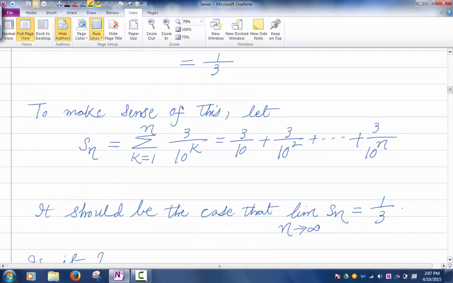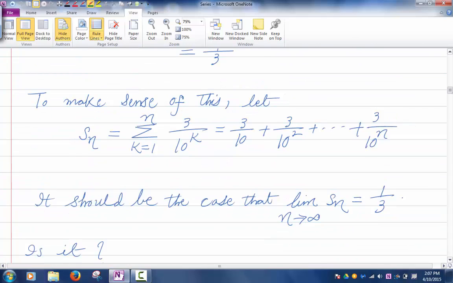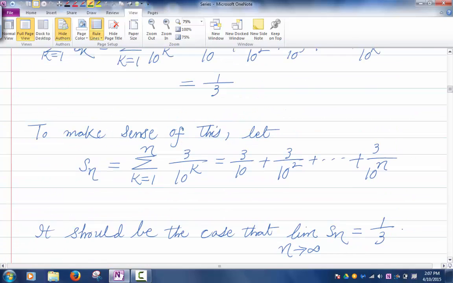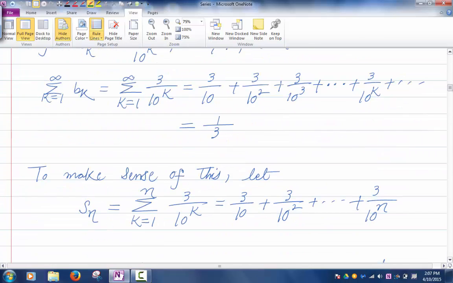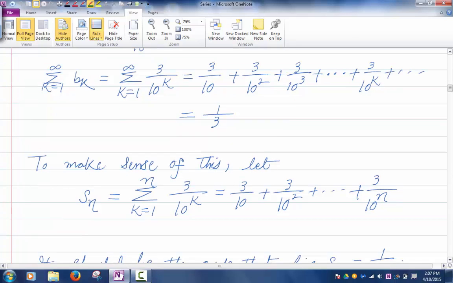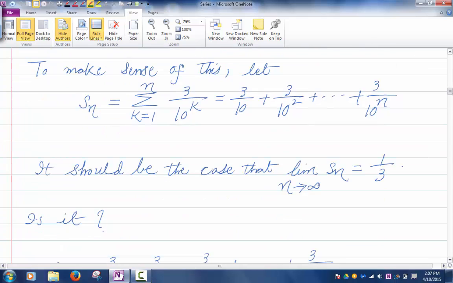Now, if there is any justice in the world, the limit of S_n better be 1/3. Right? Remember, I started with 1/3. I got the series. And then I'm saying the nth partial sum, if I add the first n terms of the series, I get this. And then, if there is justice, the limit better be 1/3. Well, let's see if it is.